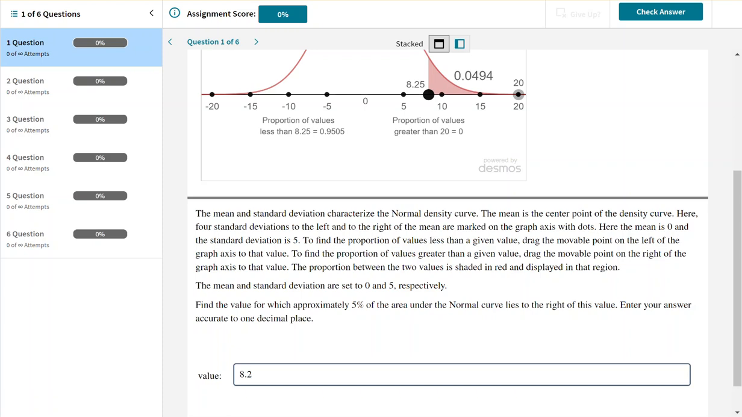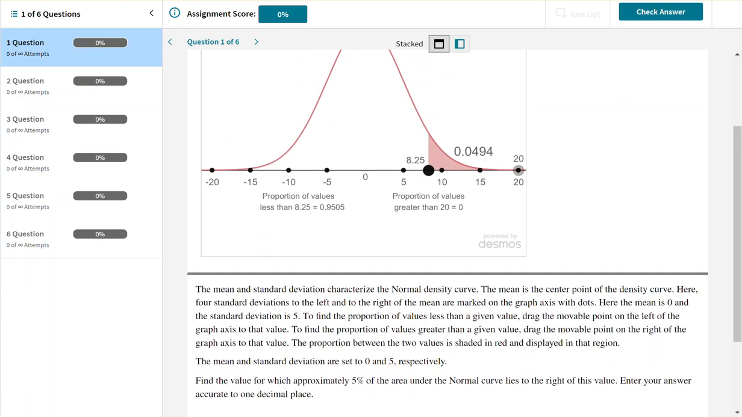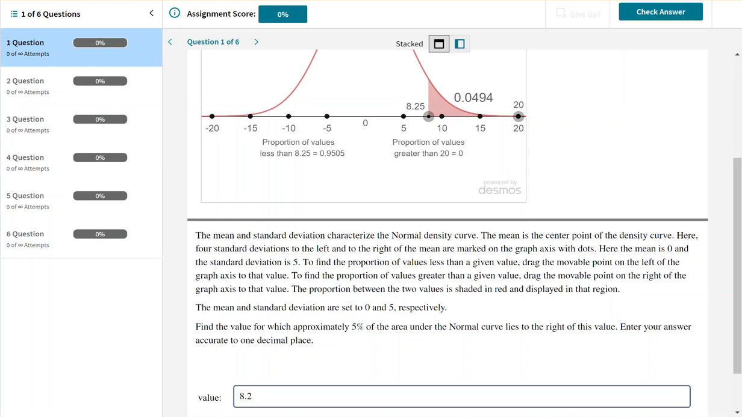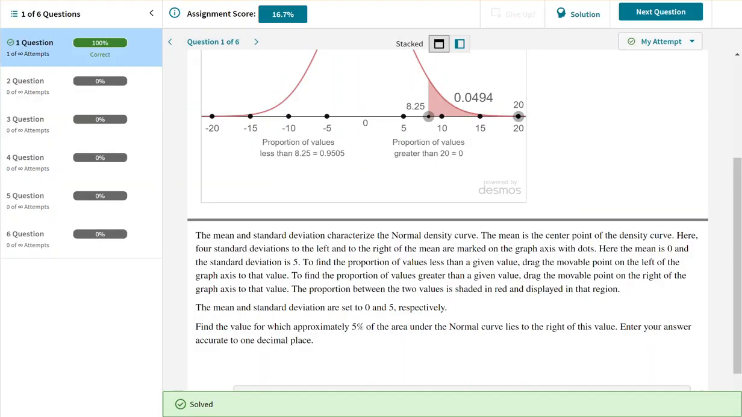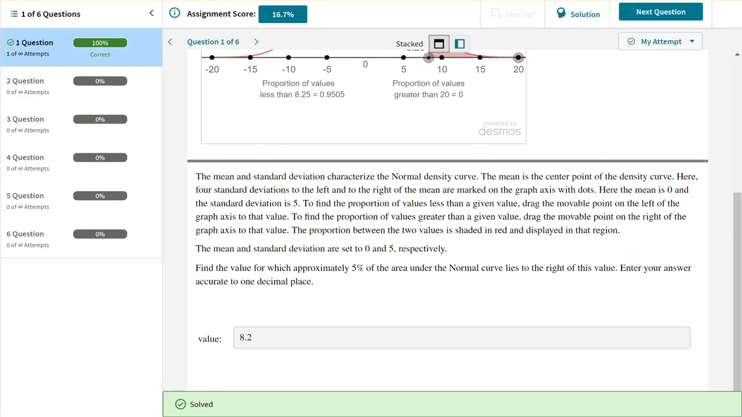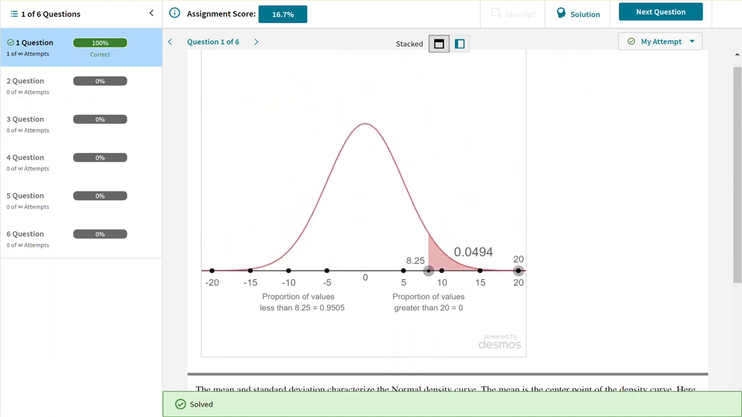That's what the questions are asking you to do: play around with those borders, and either you're trying to capture some percentage and find out what value that is, or sometimes it's going to give you a percentage and ask where that value is on the x-axis. This is telling us that if we go on the x-axis to 8.2 or 8.25, we're going to get about 5% of the area up there. I think it likes 8.2. It might also like 8.25. Let me try that.